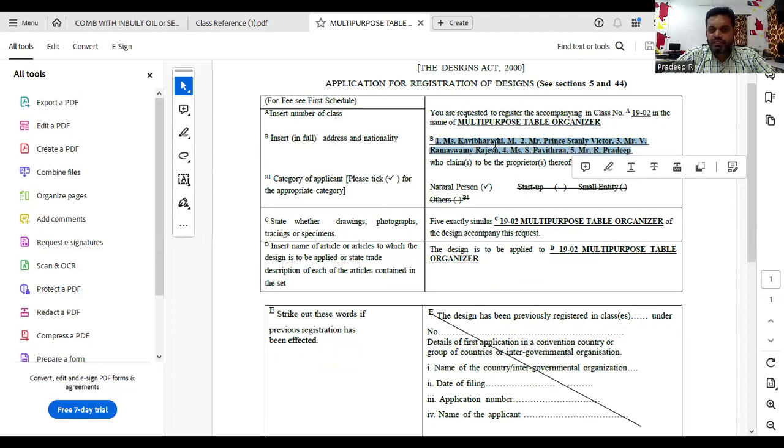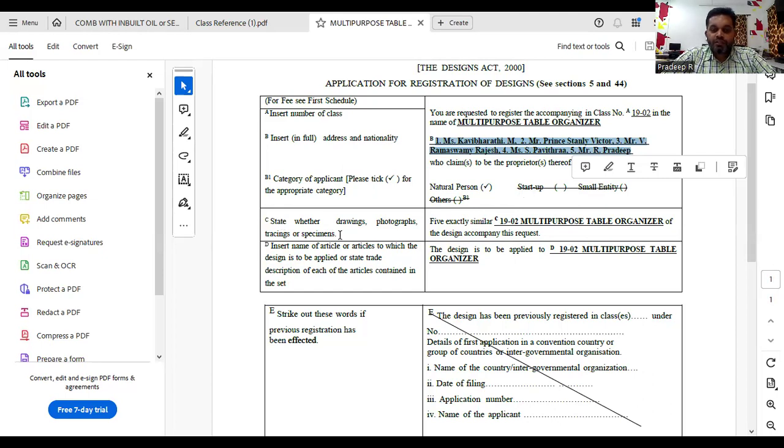They have mentioned to write the address, but it doesn't need to be written here because we'll be writing one address on the below side. And for category, we are all natural persons. As I said in my previous lectures, there are 4 different categories: natural person, startup, small entity, and others. If it is a natural person, they charge ₹1,000. If it is a startup, it is 5,000. If it is a small entity, it is 10,000, and for others it is separate.